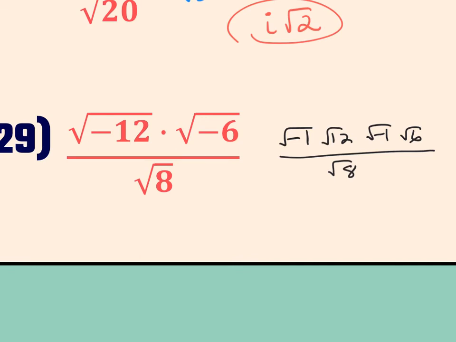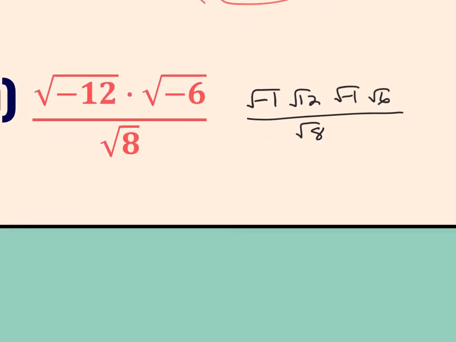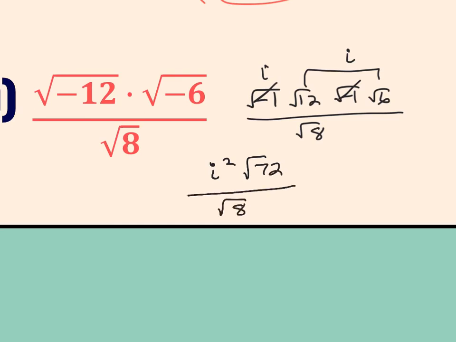Now, I know I didn't do any where I multiplied before I simplified, so let me just show you that you could also multiply it. So the -1's become i's. I'm going to multiply the 12 and the 6 and get 72. So this both become i's. And then I get the square root of 72 over the square root of 8. But notice I still got to go back and simplify it.